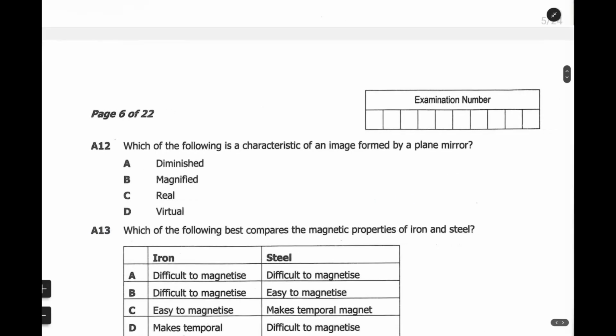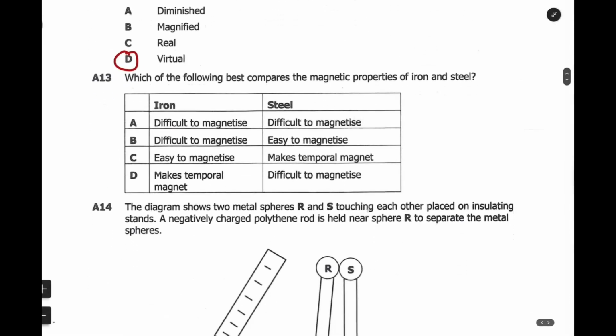Let us proceed and look at question 12. Which of the following is a characteristic of the image formed by the plane mirror? Diminished? No. They are the same size. Magnified? No. Real? No. It is virtual. So the answer is D.